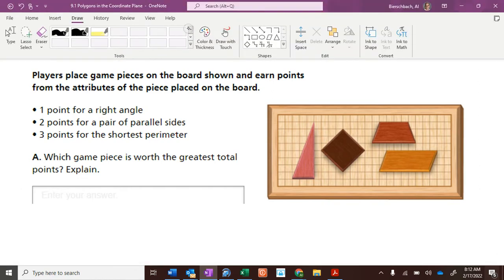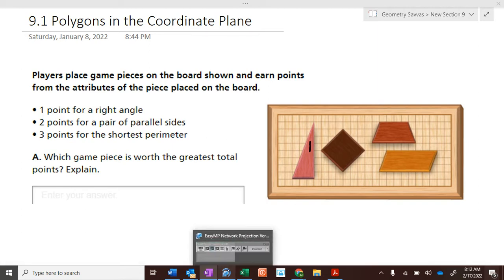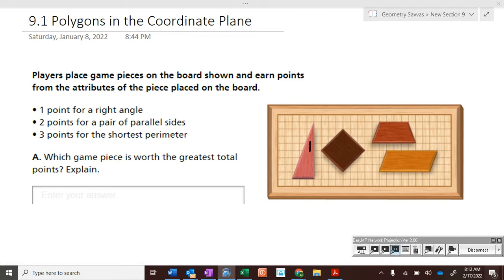What are you even doing? I'm writing on the shapes. 1. All right. Oh, I'm paused. Jeez. Struggling this morning. There we go. 1. Okay, 1 for the right angle.